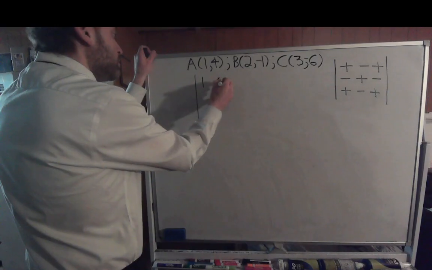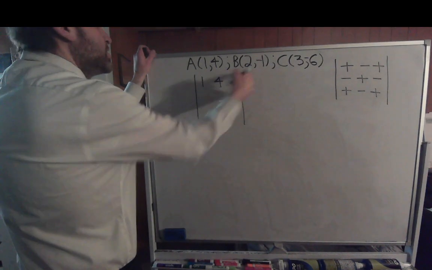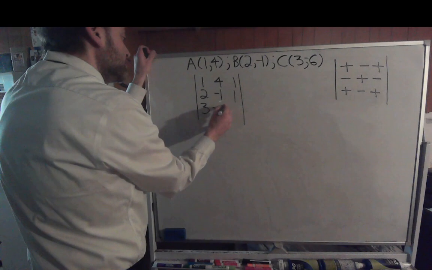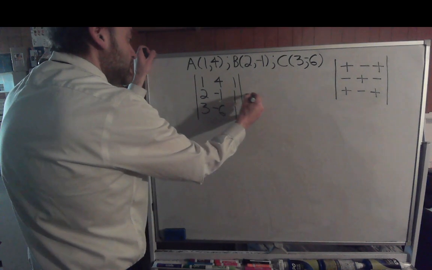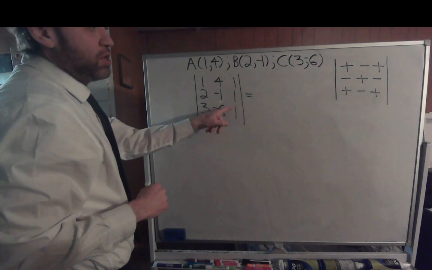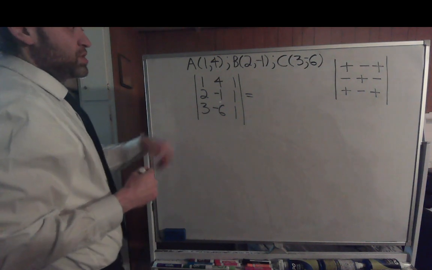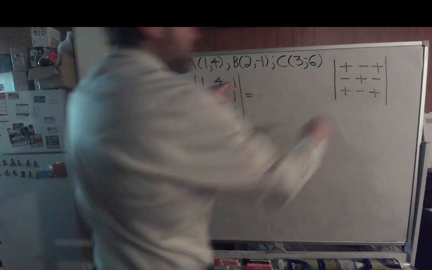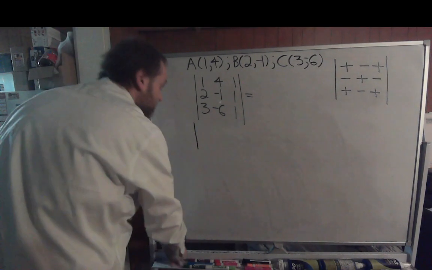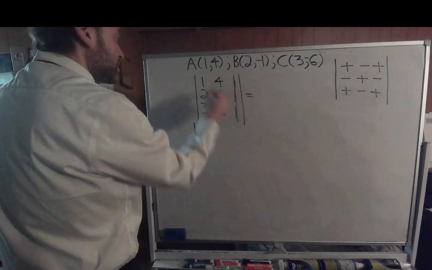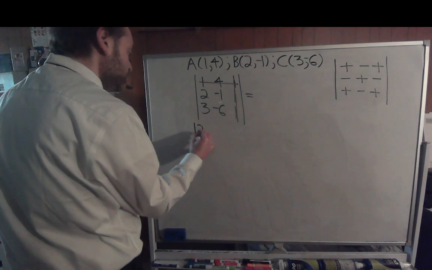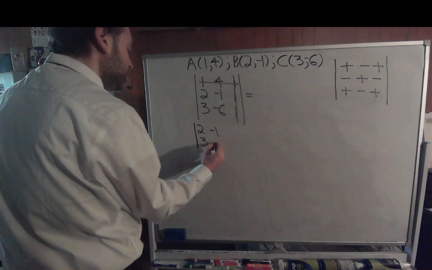So 1, 4, and then a 1, 2, -1 and a 1, and then 3, -6 and a 1. Alright, no zeros to save our hide this time, but we have the third column, which is all ones, so that should help us. So let's start with the first one in the third column. The coefficient matrix states that should stay positive. So it's just going to be the determinant of whatever's left over after we strike out the column and the row in which it occurs. That'll be the determinant of 2, -1, 3, -6.